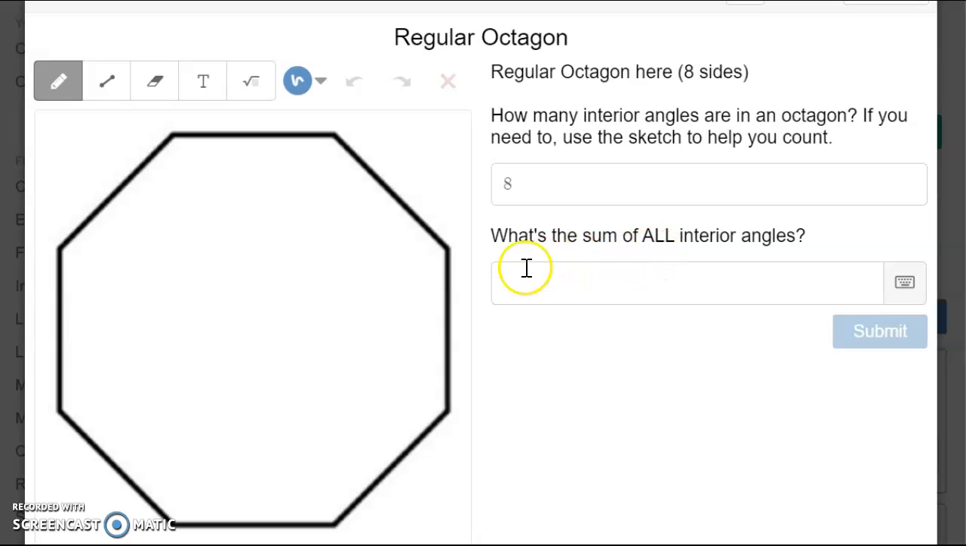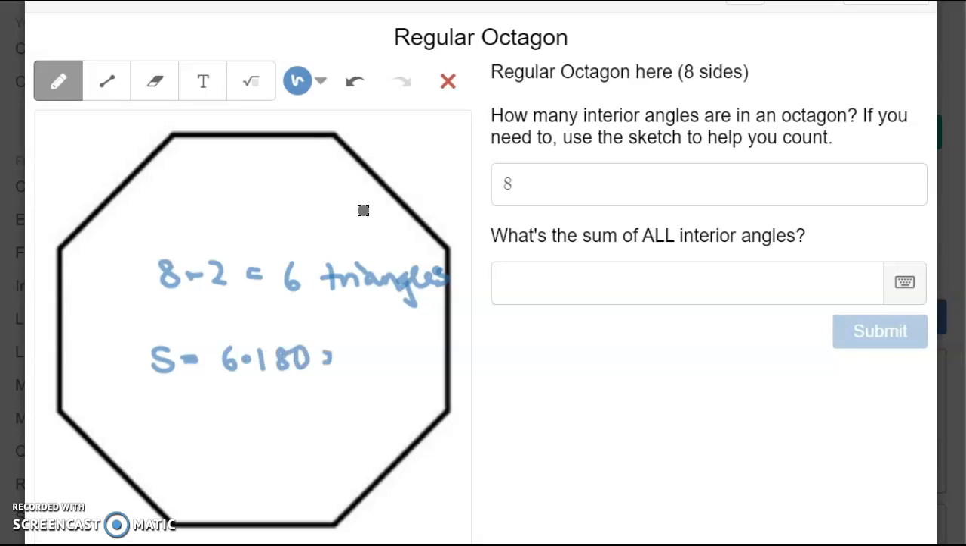What is the sum of all interior angles? Well, we know that it has 8 sides. So 8 sides minus 2 is going to be 6 triangles. So I can form 6 triangles. That means the sum of the interior angles is going to be 6 times 180, which is going to be 1080 degrees.